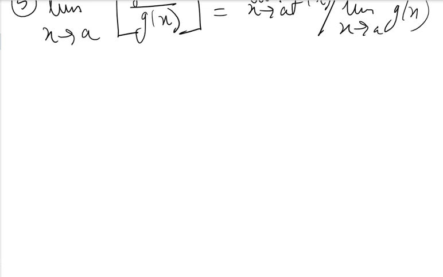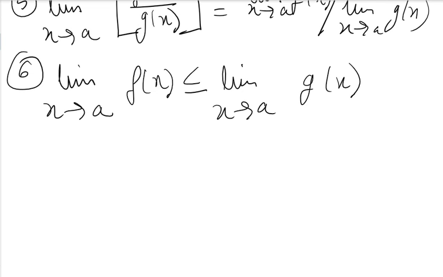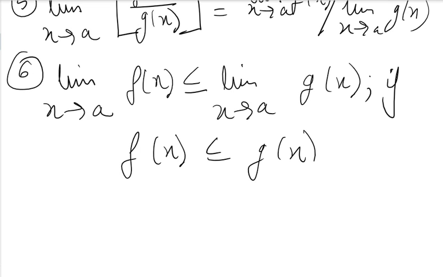The sixth one will be limit x tends to a f of x is less than or equal to limit x tends to a g of x, if f of x is less than or equal to g of x. Alright, so this was the formulae part.